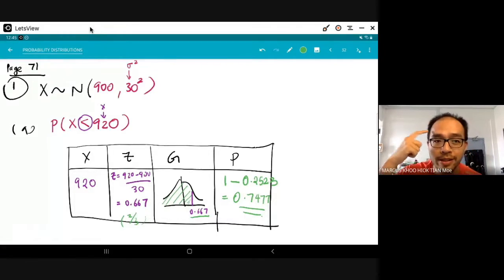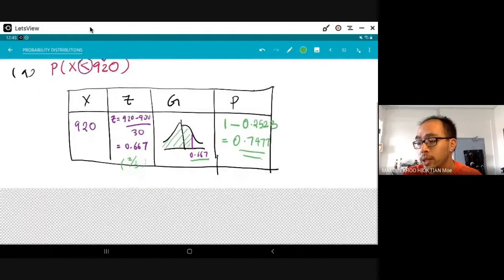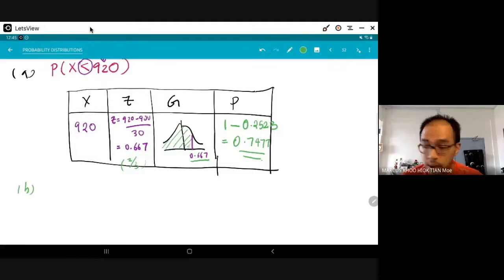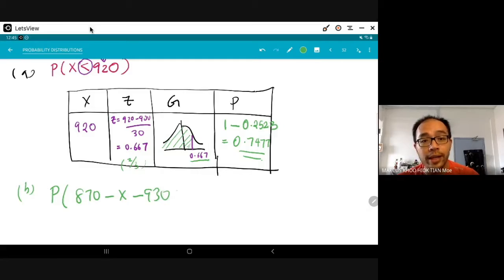This is your job, people. Okay, brains. All right, question B: between 870 to 930. If you don't remember how to write this, you can always write it like this: 870 < x < 930. You can write like this if you want.